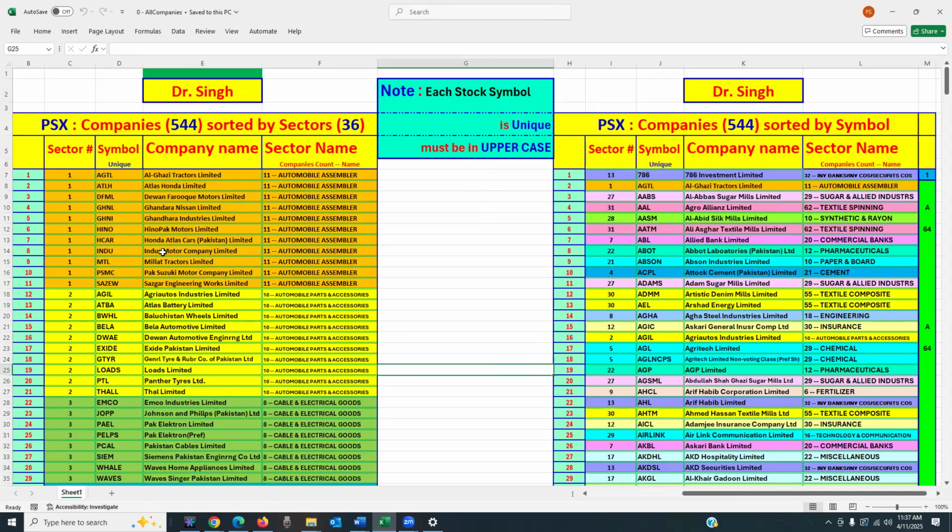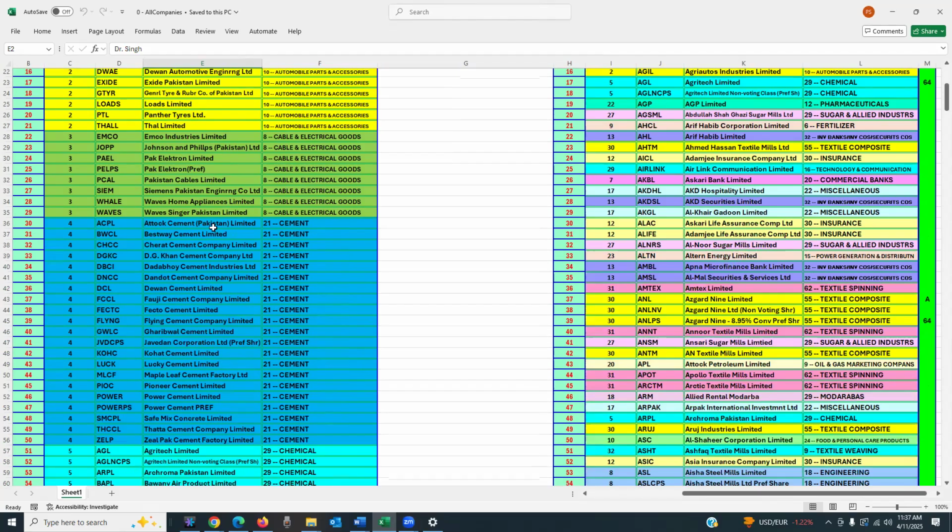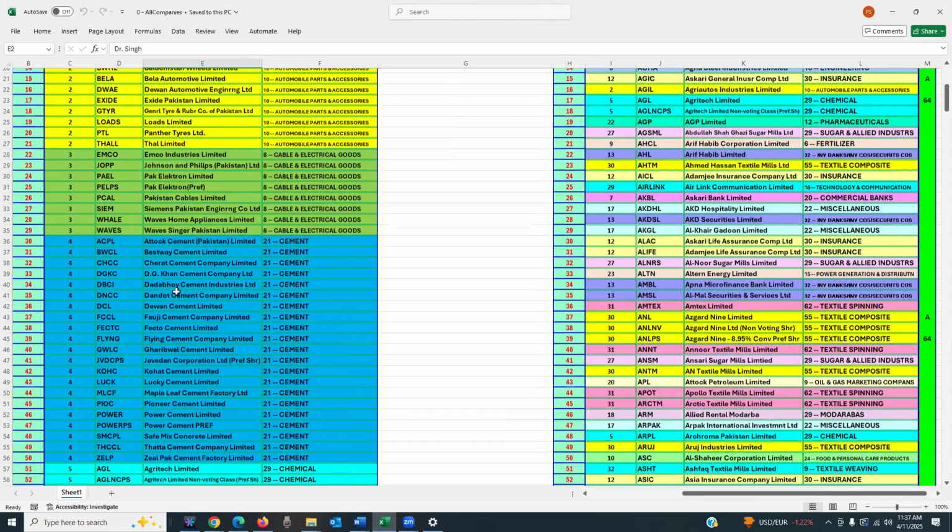left side. Again, my name is Singh, and we're going to deal with sector number 4 in this video. Sector 4 appears in the blue area over here. I'll come back to this in a moment.